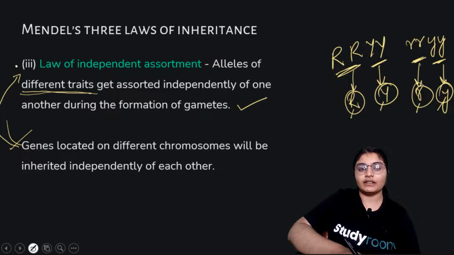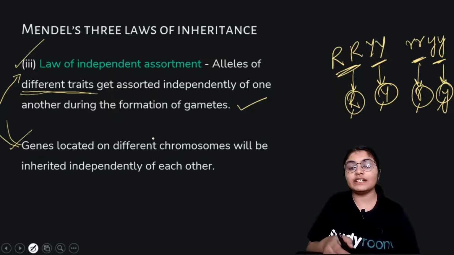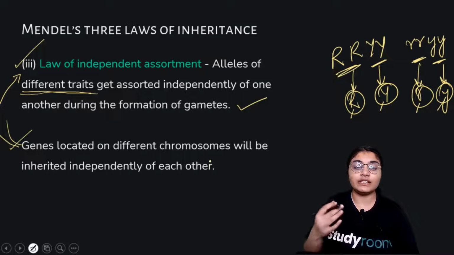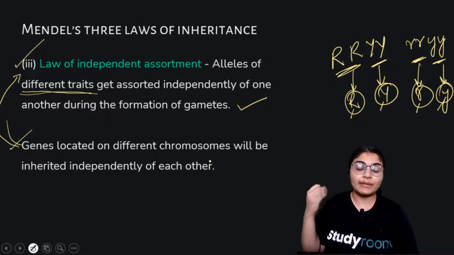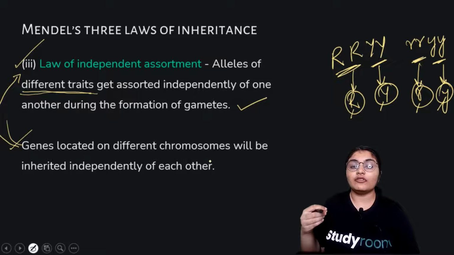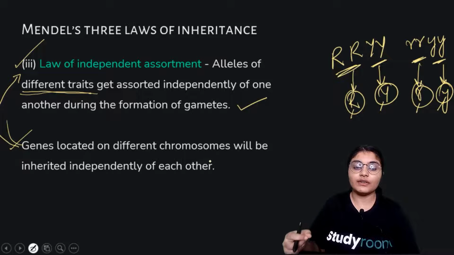So these were the three laws of Mendel, which are really important, and you will need to write and explain them in your exams with proper and suitable examples. This is how you can explain it, and the concept is really easy if you understand it properly. For once, you can just write it down and see whether you are understanding it properly or not.